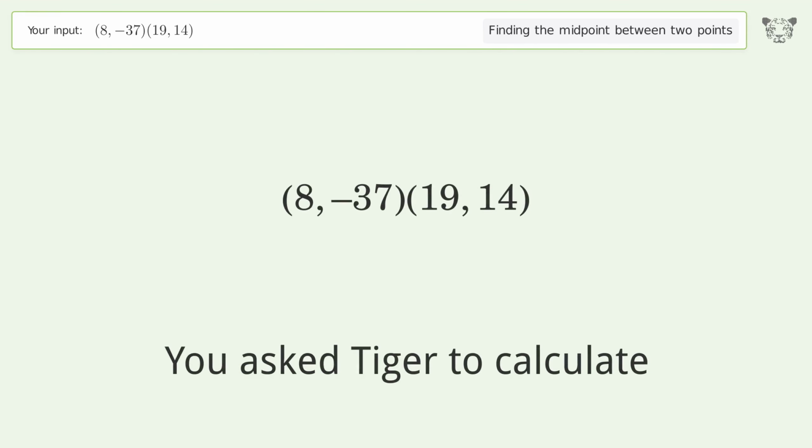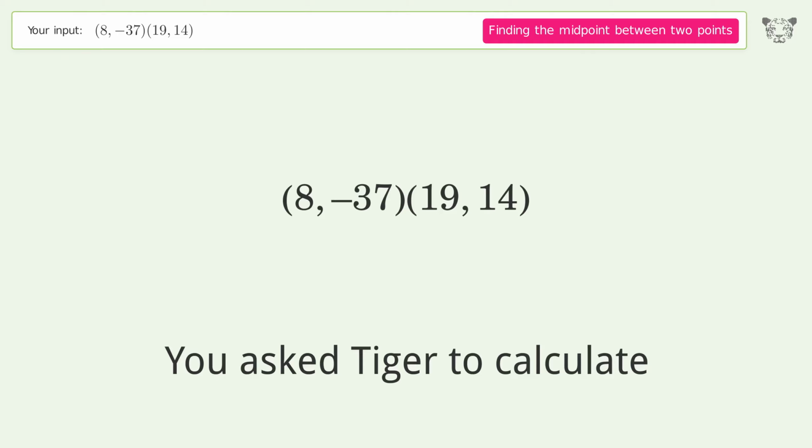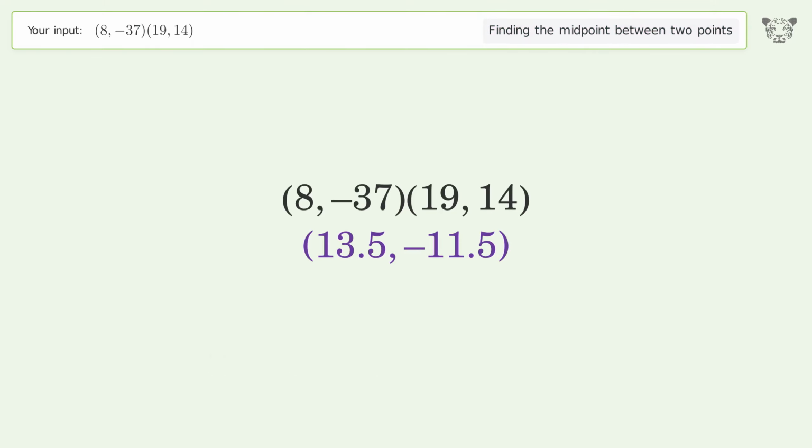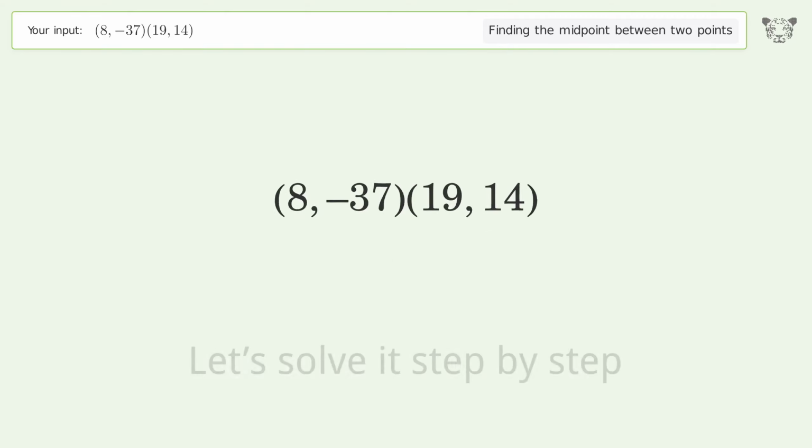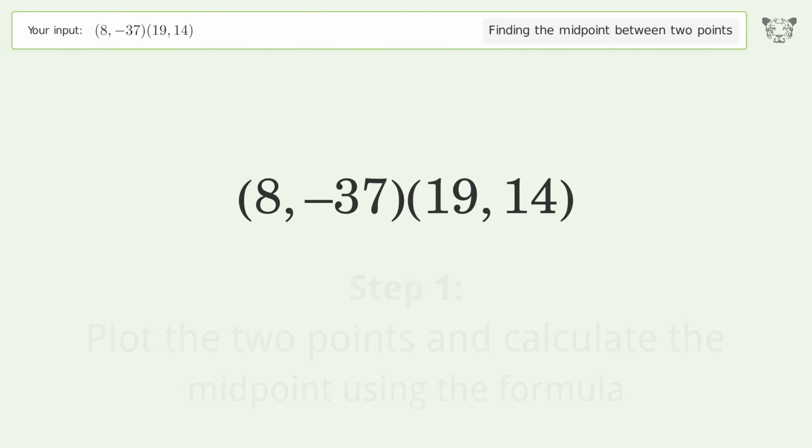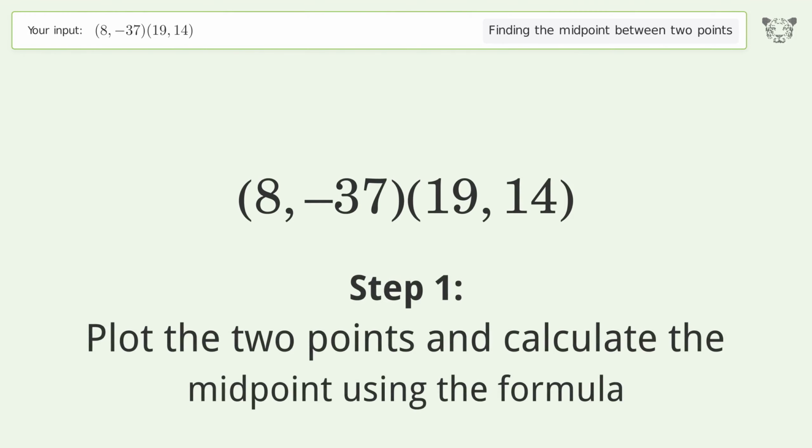You ask Tiger to calculate. This deals with finding the midpoint between 2 points. The midpoint between the 2 points is 13.5, negative 11.5. Let's solve it step by step. Plot the 2 points and calculate the midpoint using the formula.